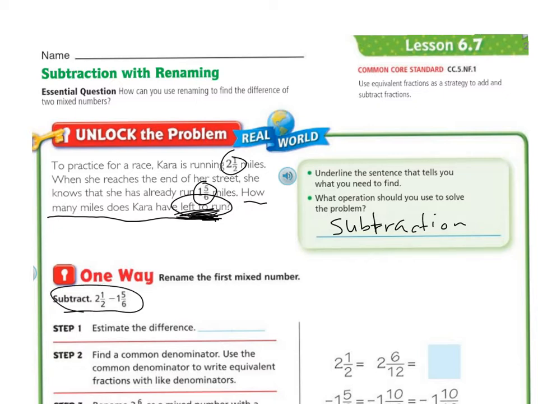Let's estimate the difference. So 2 1/2 is close to 2 1/2 if I'm using benchmarks. Minus 1 5/6, well, that's close to 2. So let's change that to 2. So if I'm minusing that, 2 1/2 minus 2 is going to be 1/2. So my answer should be close to a half.